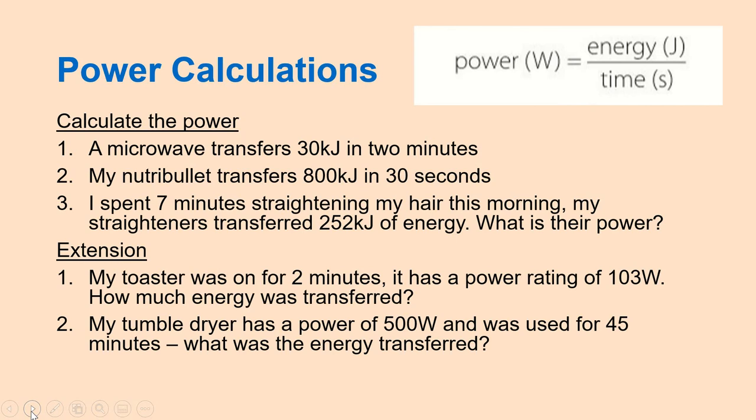So we have 500 watts equals energy divided by 2,700 seconds. On the line below, we can rearrange that equation so that it says energy equals 500 watts times by 2,700 seconds. Now if we pop that into our calculators, we get a very large number, and it's 1,350,000 joules.